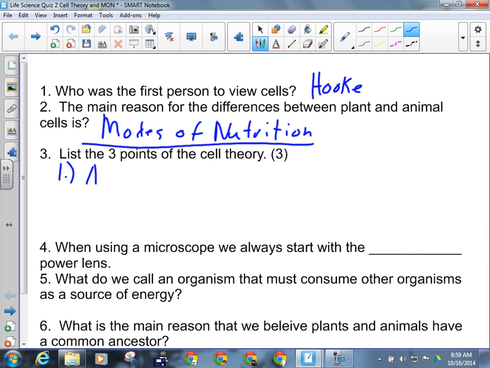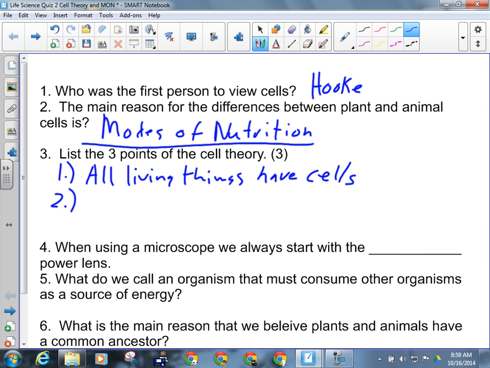All right, 3 points of the cell theory. First one, all living things have cells, or are made of cells, or whatever they wrote. Something about all living things or all organisms having cells. If they wrote everything has cells, that isn't right, because the floor doesn't have cells and the wall doesn't have cells. Okay? And I would include those under everything. All right? Living things have cells.